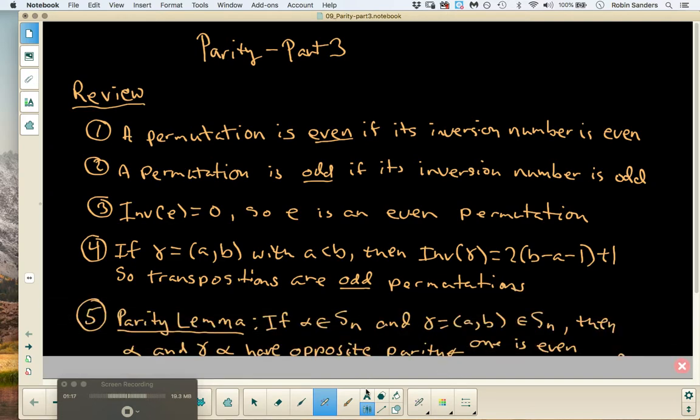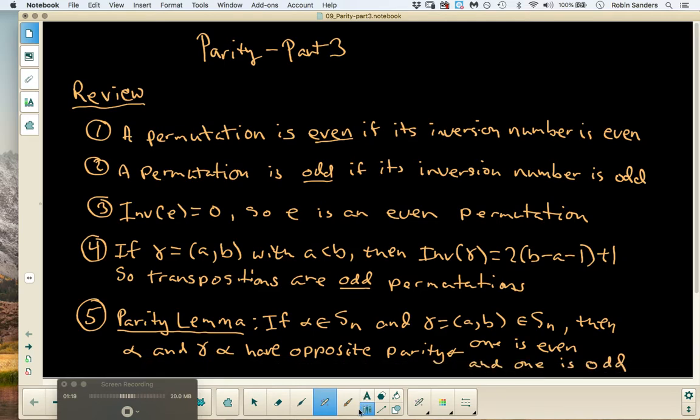In the last video, we proved what can be called the Parity Lemma: if alpha is any permutation in Sn and we take a transposition gamma, then it turns out that the permutation that we started with and the permutation where we first do alpha then do gamma have opposite parity. One of them has an even inversion number and one of them has an odd inversion number. We don't actually know which one is which.